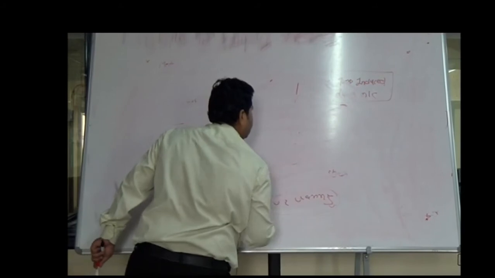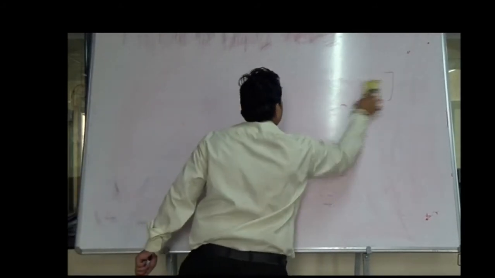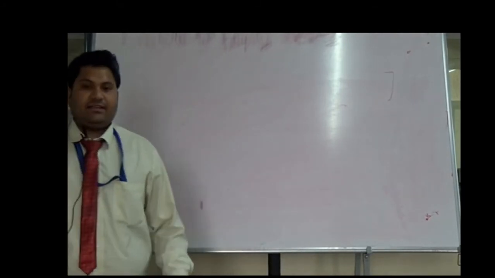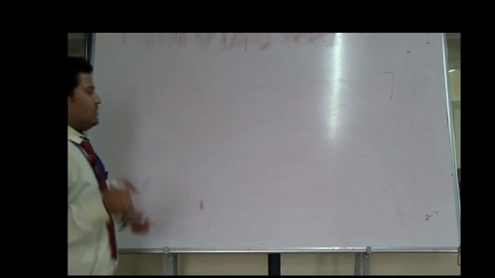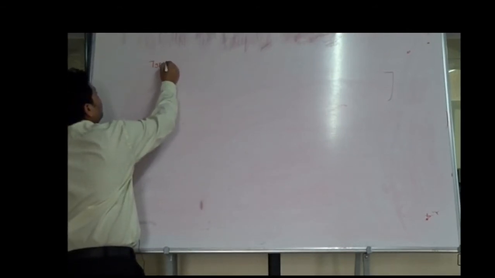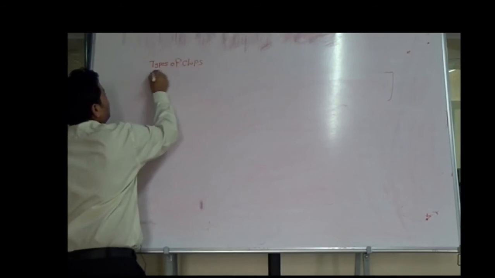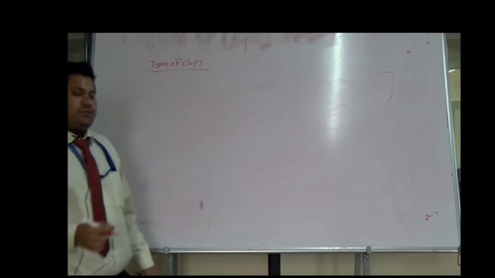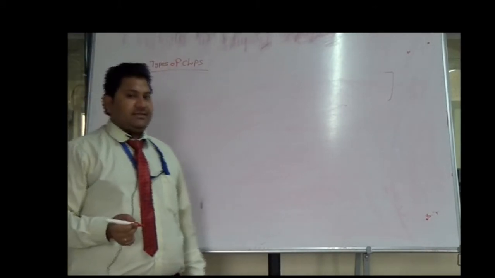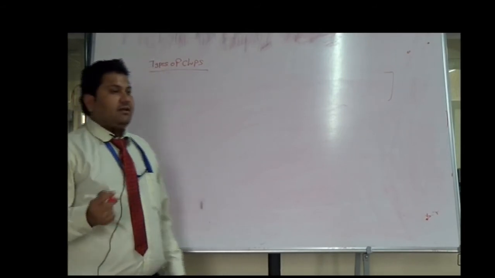During machining, you perform machining on the workpiece, so the unwanted material is removed. Now you have to see the types of chips. Suppose you take one example: you have to machine a soft material. That is a soft material.